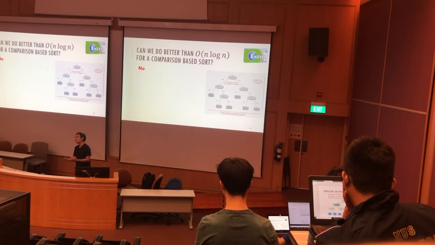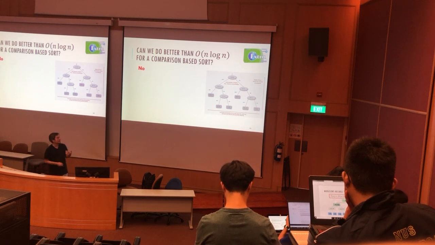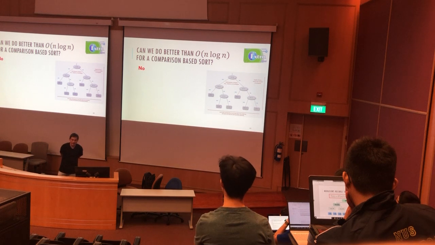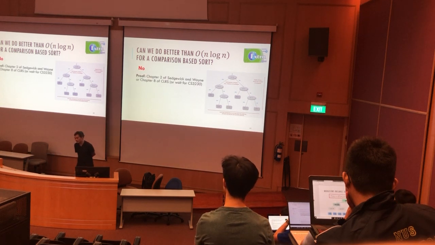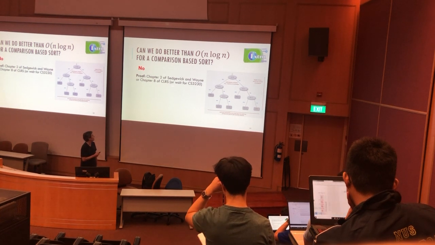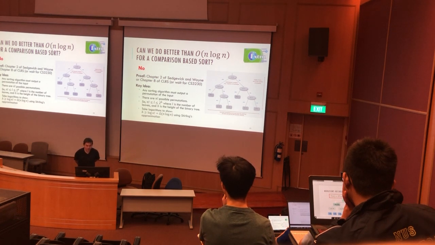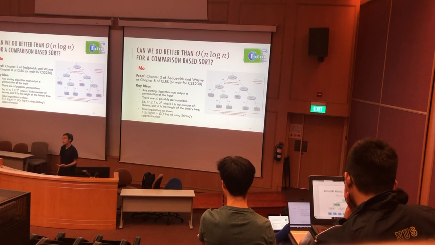Why is this not true? The hint, as I said, is in this plot. So let's try to understand why this plot works. I'm going to give you a hand-wavy argument, but if you want more details, you can look in chapter 2 of the CLRS book, or just wait for 320. We'll cover that later. So let me give you the key idea. What do sorting algorithms do?